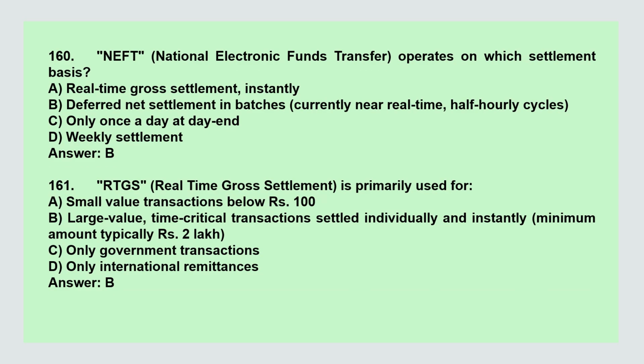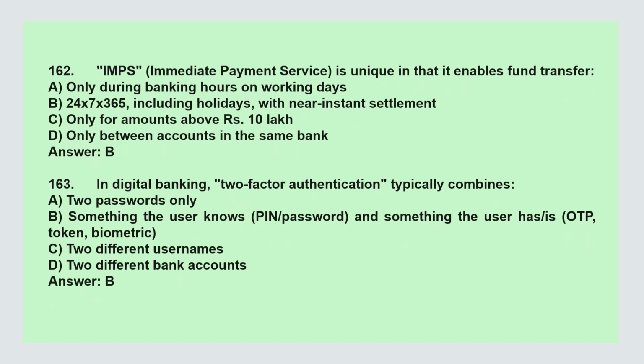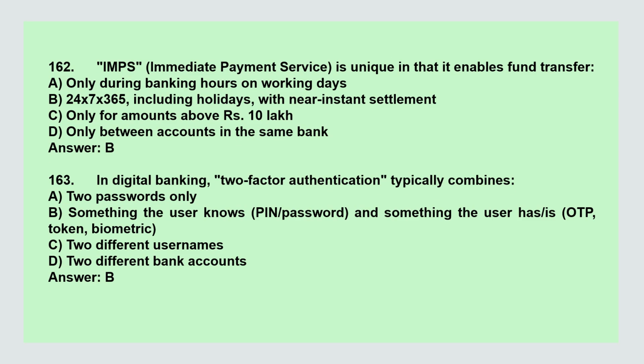NEFT operates on which settlement basis? Answer B, deferred net settlements in batches, currently near real-time half-hourly cycles. RTGS is primarily used for answer B, large value time critical transactions settled individually and instantly. Minimum amount typically rupees 2 lakh. IMPS is unique in that it enables fund transfer answer B, 24 by 7, 365 days including holidays, with near real-time settlement.